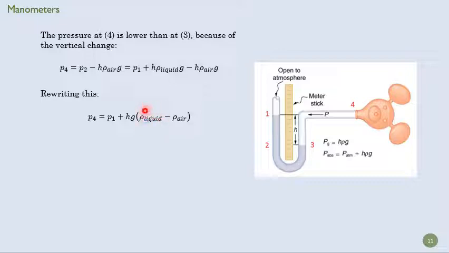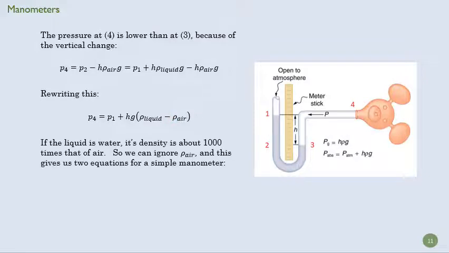Rho liquid is going to be much larger than rho air. And in fact, it's so much larger, usually on the order of magnitude of about 1,000 times, that we can ignore this rho air. It's going to give us a pretty small error when we take it out. And so we can rewrite this as our manometer equation.